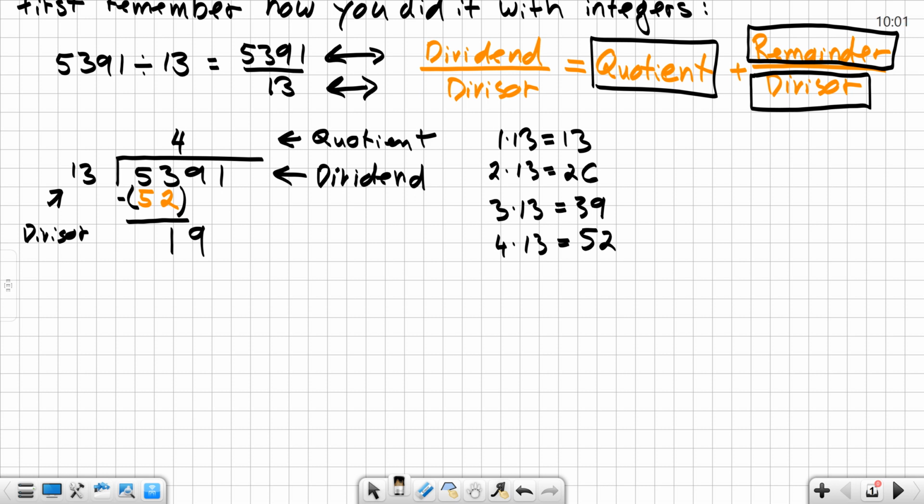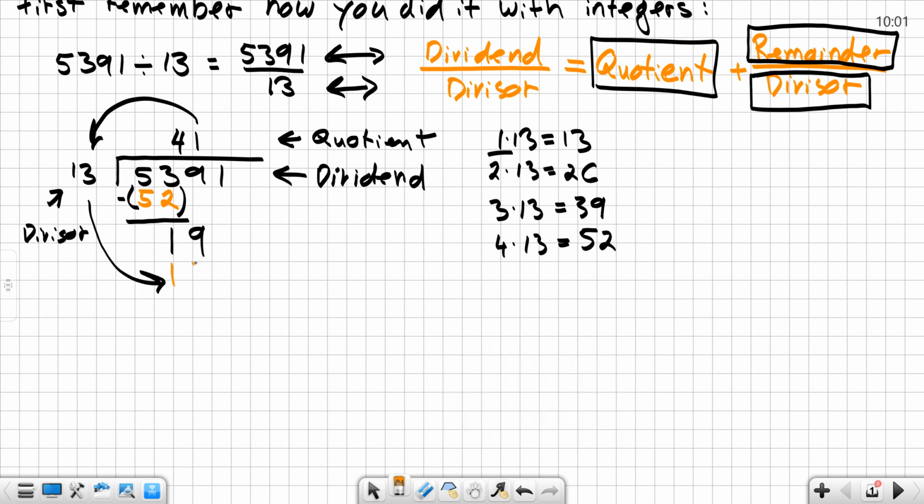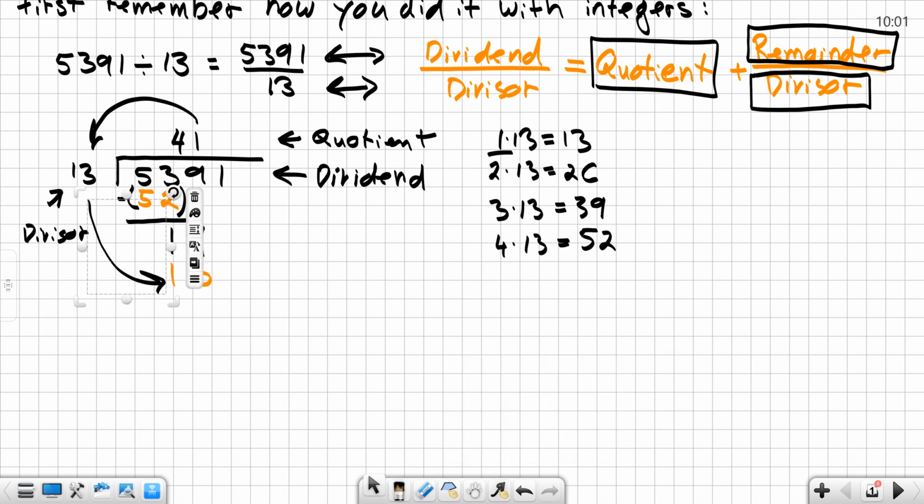And I do the same thing as a second ago. 13 goes how often into 19? Well, 1 time at most. 1 times 13, place it underneath there. 1 times 13 is 13. So you always divide and then you multiply. You divide, you multiply, and then you subtract. 19 minus 13 is 6.